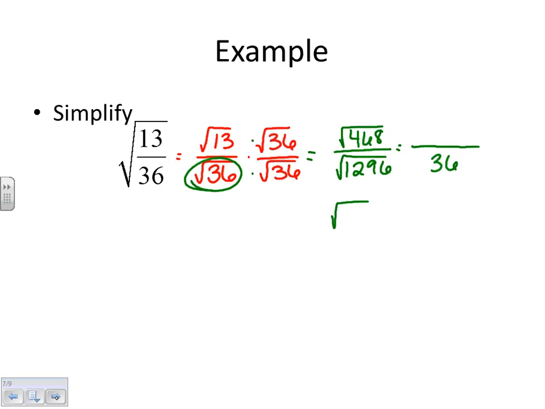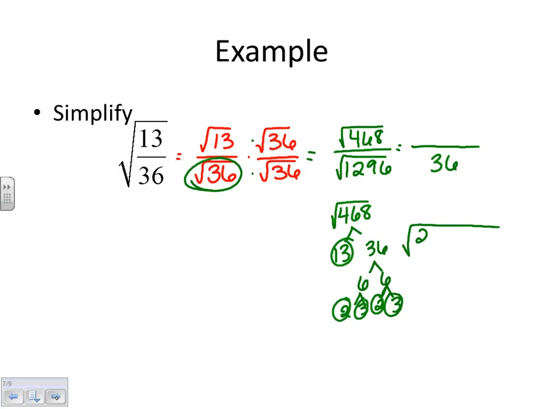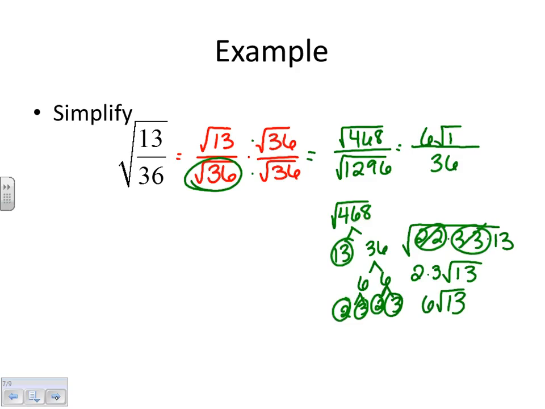But the square root of 468 is not as nice. You get a decimal if you put that in the calculator. So we want to simplify this. And we can simplify 468 into 13 and 36. 13 is prime. 6 times 6, 2 times 3, and 2 times 3. So we list this all under a square root, and we have 2 times 2 times 3 times 3 times 13. We got one pair here. 2 times 3 times the square root of 13, which is 6 square root 13.